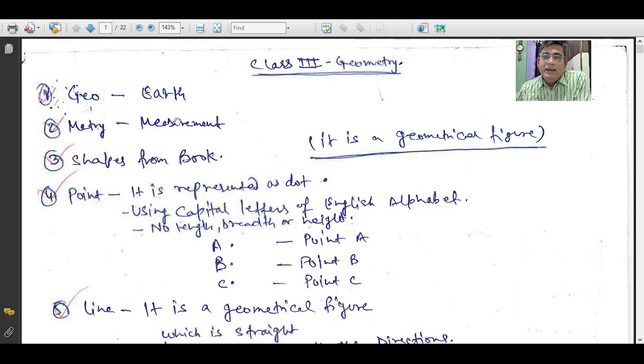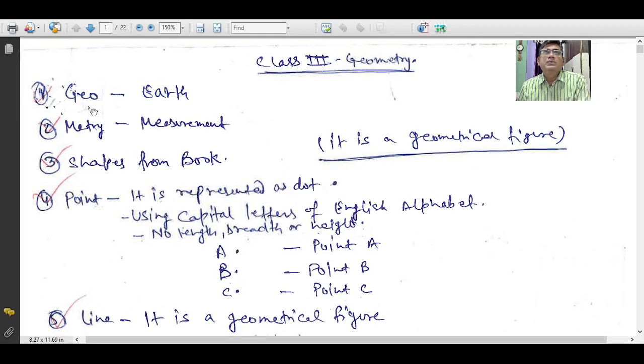Geometry is basically made of two words, geo and metry. You can see this, no. Now geo means earth and metry means measurement, so it is basically the study of shapes and their measurements. There are various shapes given in your book, you can go through those. There are triangles, rectangles, quadrilaterals, so these will come under polygons, that I will cover later.